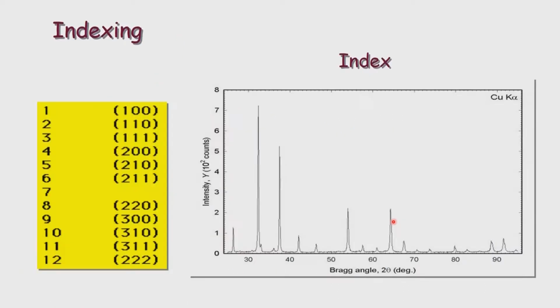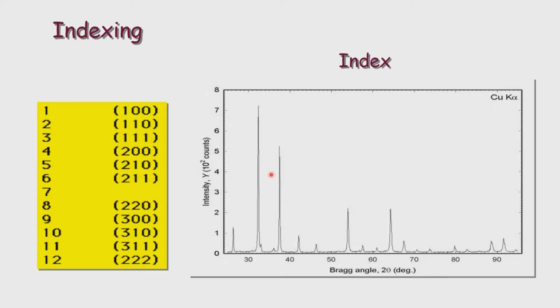So, how do we index these spots? Now you see here is a pattern. There you have 1, 2, 3, 4, 5, 6, 7, 8, 9, 10, etc. So many peaks. I will take the first 12 peaks associated with this, and for these first 12 peaks I will start giving the least possible HKL values. That means I will start with 100, then the second one is 110, third one is 111. This is a cubic system.